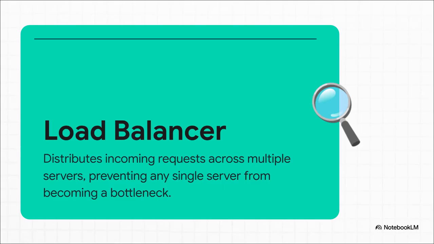First things first, that overwhelmed web server. The solution? A load balancer. See, instead of having just one server, we're going to have a whole fleet of them. The load balancer acts like a traffic cop. It stands out front and directs all the incoming requests evenly across our fleet of servers, so no single one gets buried in work. This is what engineers call horizontal scaling. You solve the problem by just adding more machines.